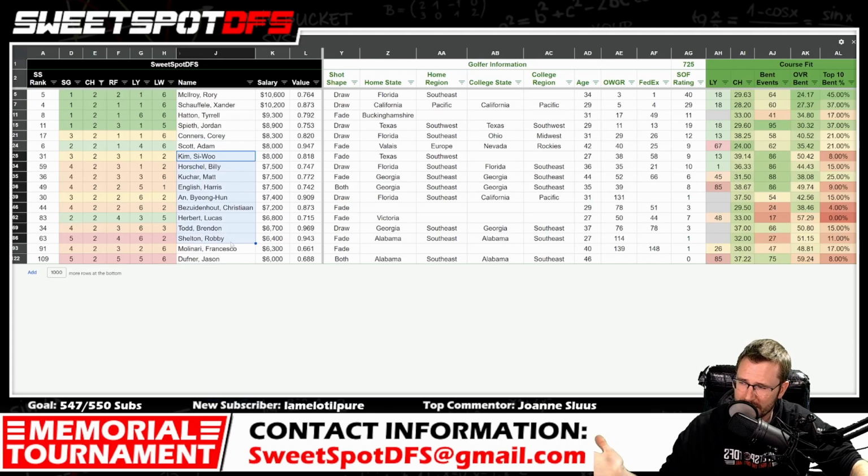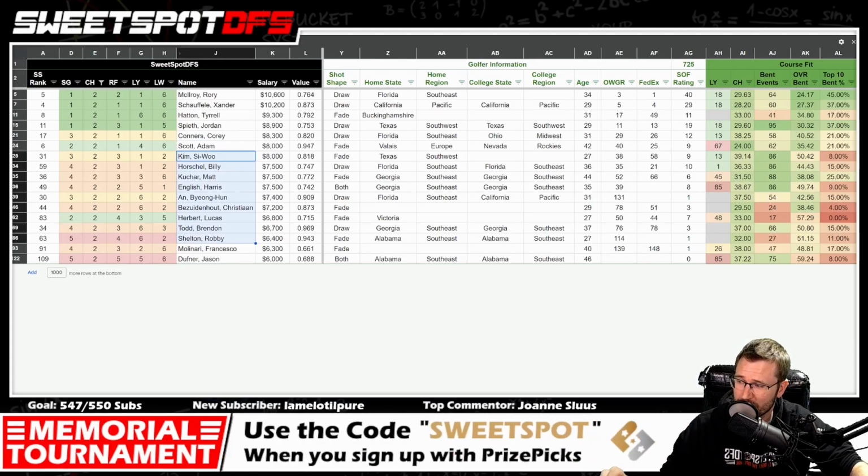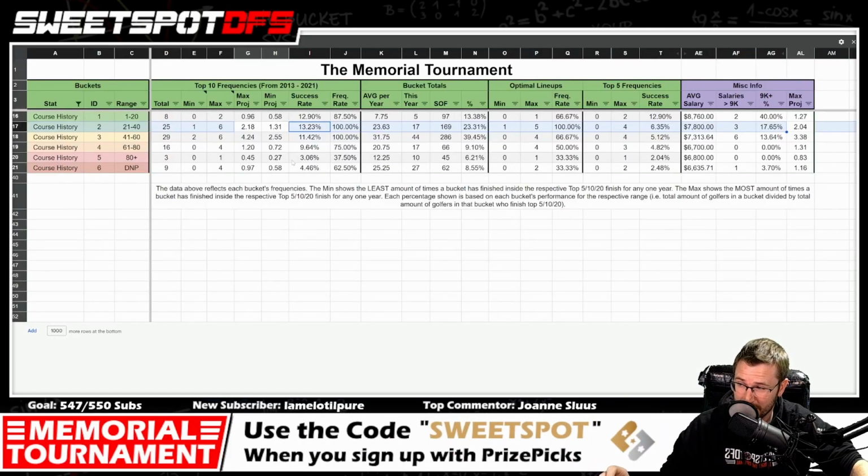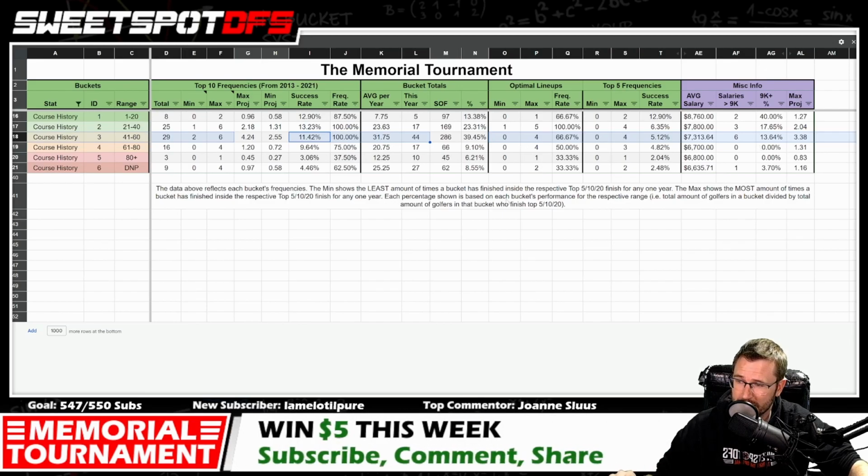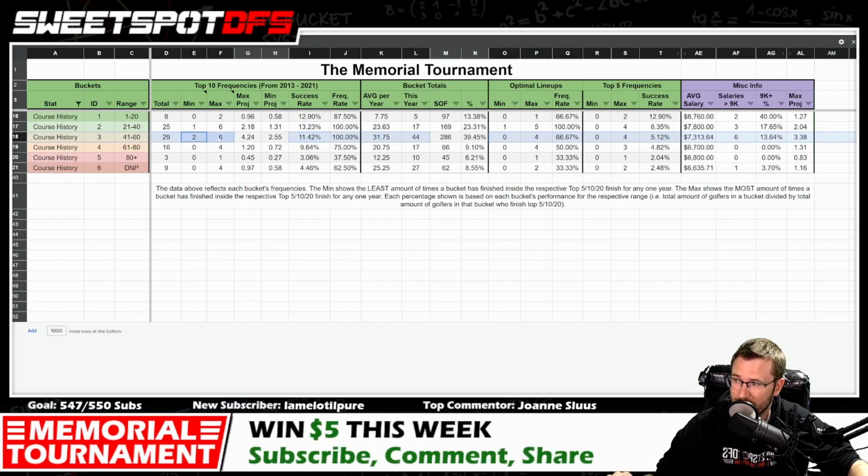I'm not going to talk about the rest of these guys, but these buckets so far are providing kind of a challenge in who to select. Next one's course history 3, projections 2 to 5. We have 40% of our strength of field points here. We normally see around 2 golfers from this bucket inside the top 10. I mean, we have at least 2, 100% frequency rate.